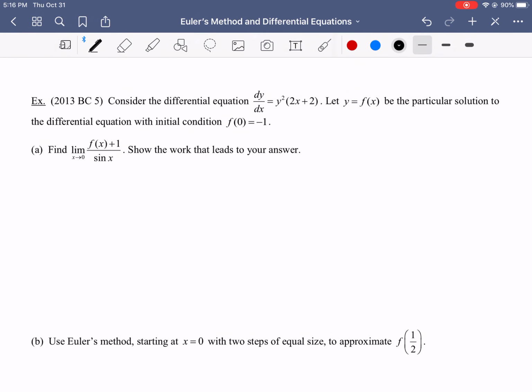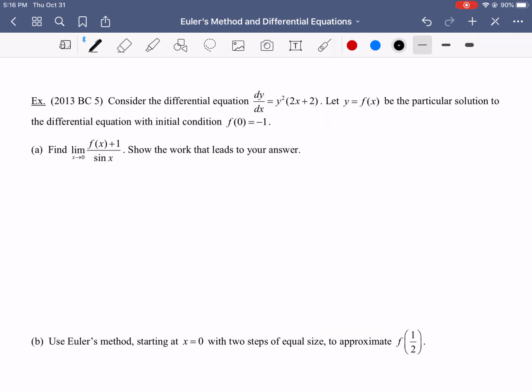Okay, this example from 2013 is going to introduce us to 2 new concepts, both of which are very important. And so I'm going to introduce you to a new thing in letter A, and then in letter B, we're going to do something else that's new. And then part C will be our typical solve a differential equation.